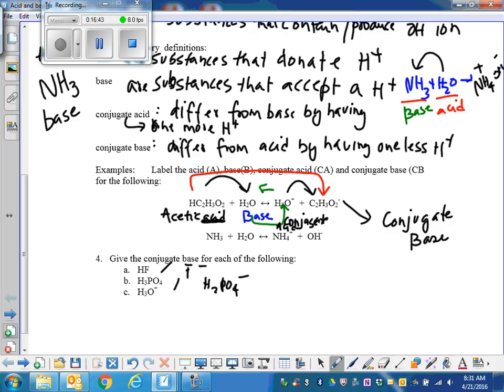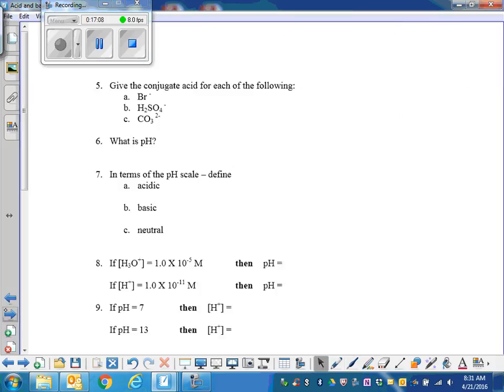H2PO4. But now that you have removed the hydrogen plus, what is left? It now becomes negative. H2PO4 minus. What will H3O plus become? H2O. Okay? That is the conjugate base. This is F minus, if you can't read it properly. Alright, let's move on to the next side.